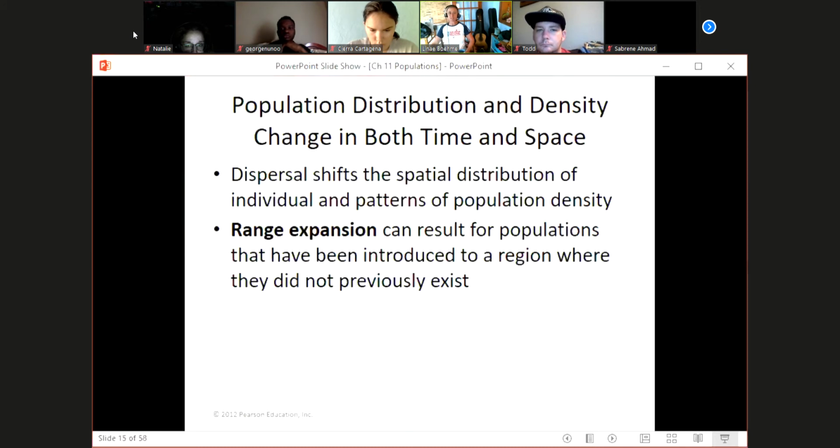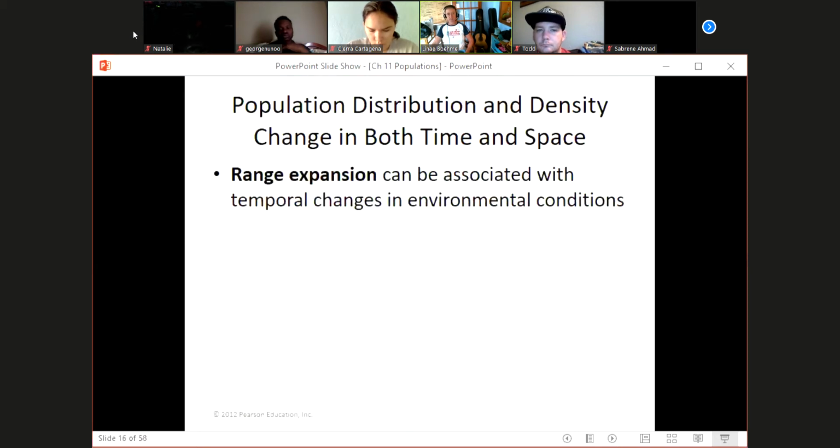So when an organism moves, this is a little Dr. B special from a different book, it's called range expansion. And this can result naturally, or it happens when we introduce them to a region where they did not previously exist. This is associated, we just saw this in the North Sea, with changes in environmental conditions.